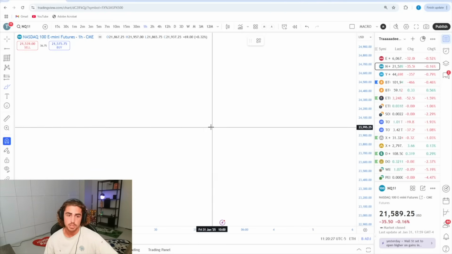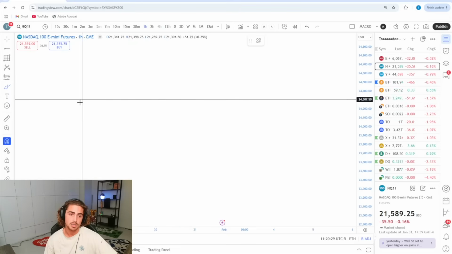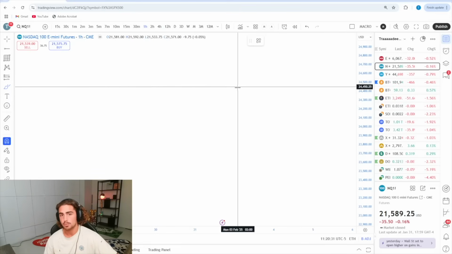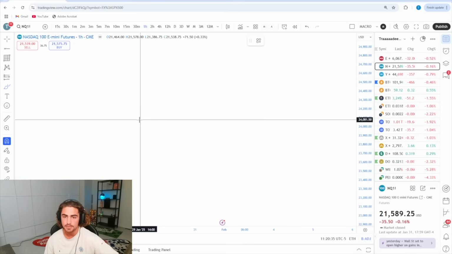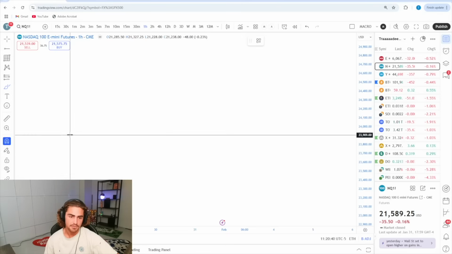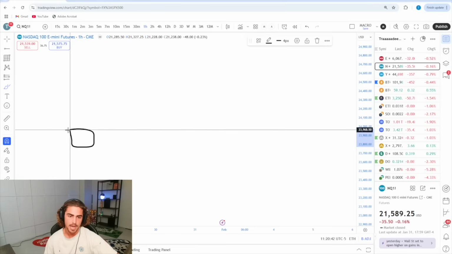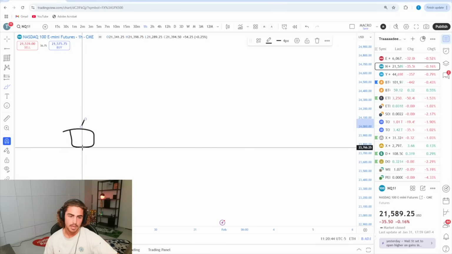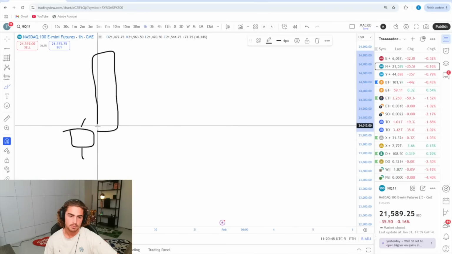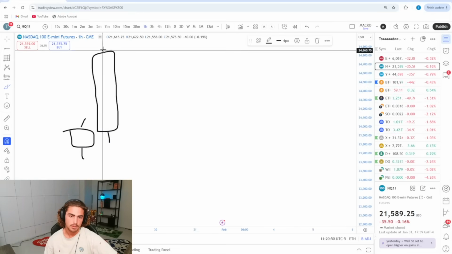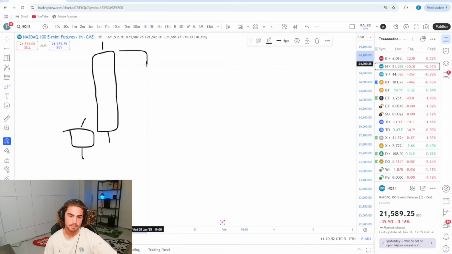So first, I'm going to show you guys how we can identify them. I'm going to give you guys a little drawing of it, and then we're going to go ahead and describe why price moves the way that it does off of these confluences, and then we'll go into identifying them. So a fair value gap is a 3 candlestick pattern. Okay, we have one candle, and then we have our expansion candle, and then we have another candle.